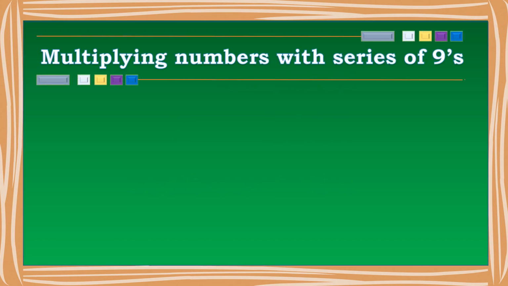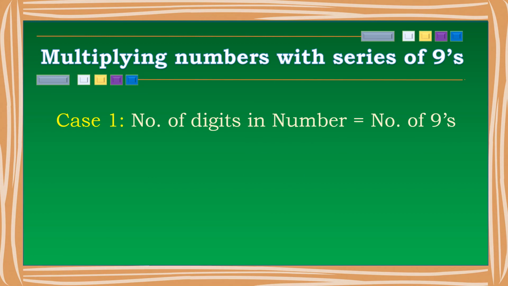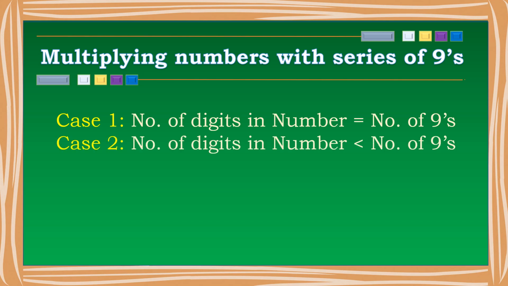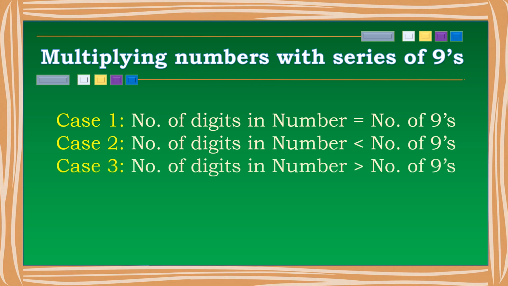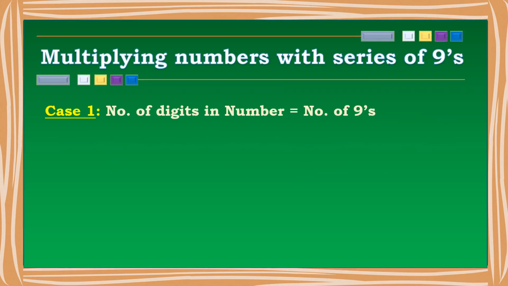Firstly, we will see multiplying numbers with series of nines. Here we are going to get three cases. Case 1, where the number of digits in the number is equal to the number of nines in the multiplier. Case 2, number of digits in the number is less than the number of nines. Case 3, number of digits in the number is greater than the number of nines in the multiplier. Let's see each case one by one. Case 1, where the number of digits in the number is equal to the number of nines.